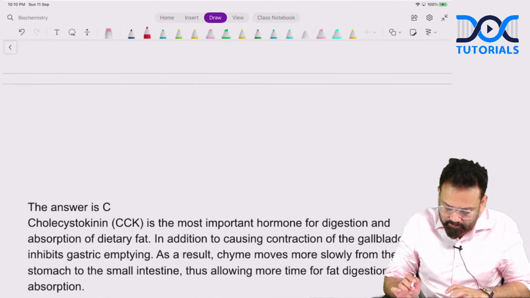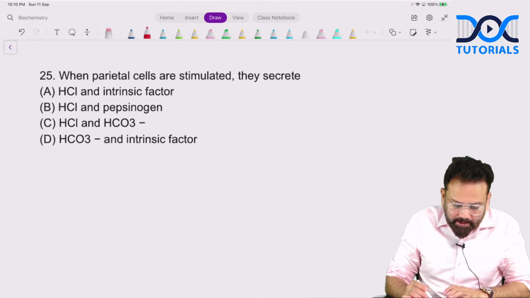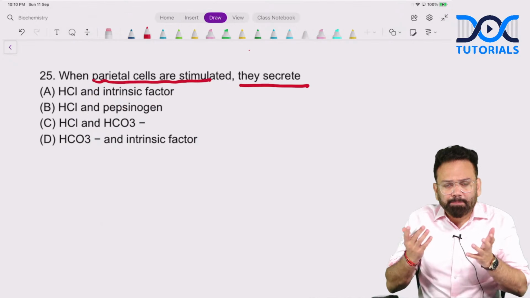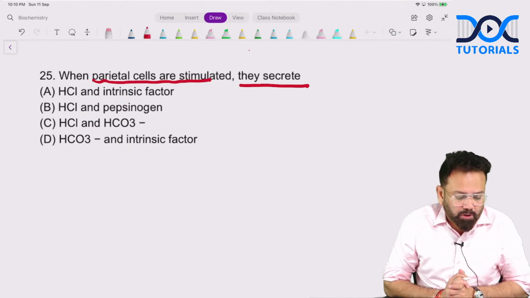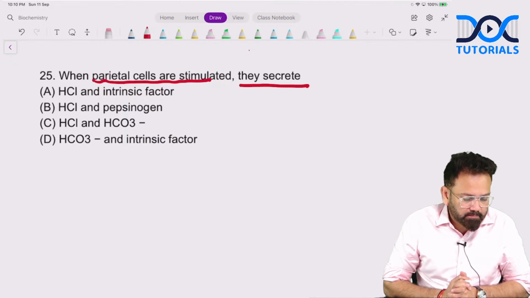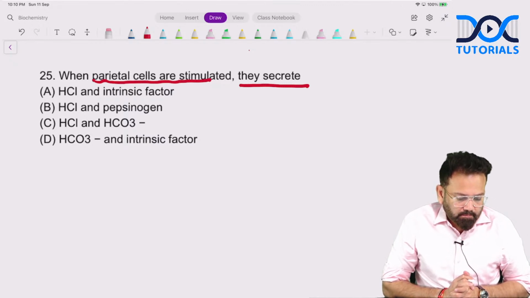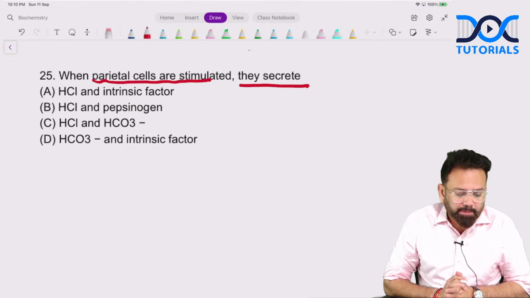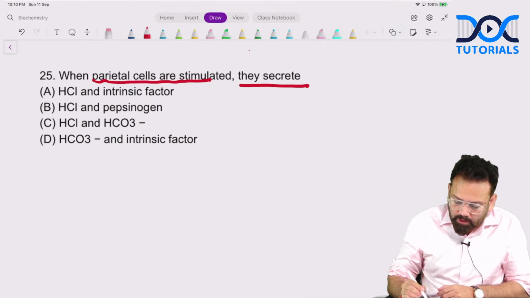So the answer is cholecystokinin. When gastric cells are stimulated, they will secrete what? Simply, the question is what is released by the cell? Tell me. HCl and bicarbonate. There are two cells.